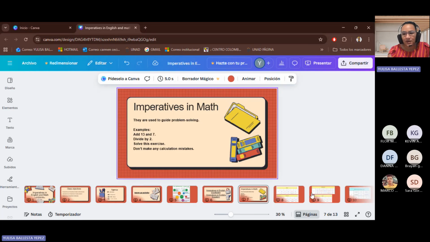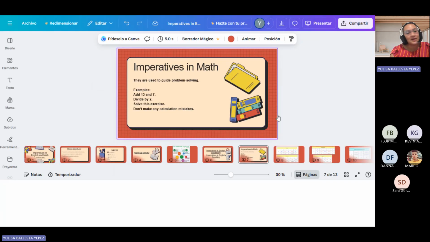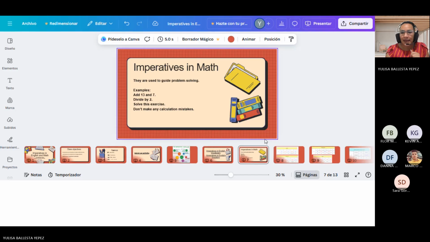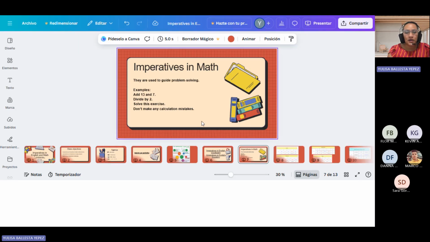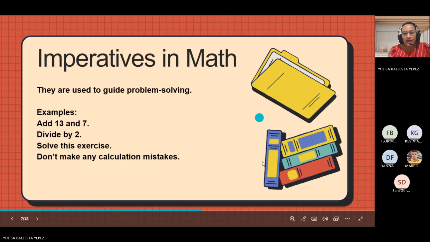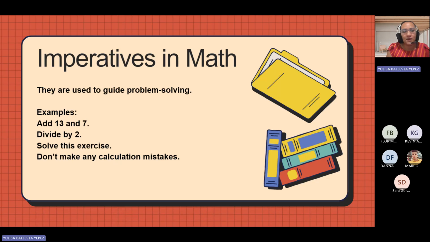Okay, this is the screen I was trying to show you. Imperative in math. In this part, we are going to use the imperative in mathematics. I'm going to explain in Spanish and then in English, okay? Los imperativos en matemáticas son usados para resolver problemas. Ejemplo, add, suma 13 y 7. Divídelo por 2. Resuelve este ejercicio. No hagas errores en el ejercicio, ¿sí?